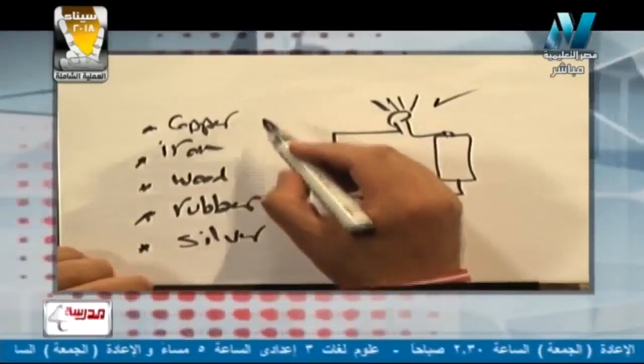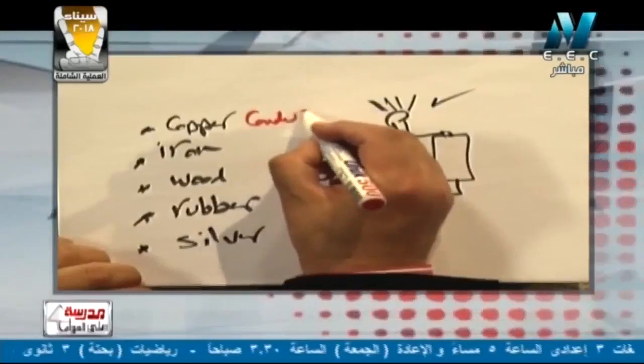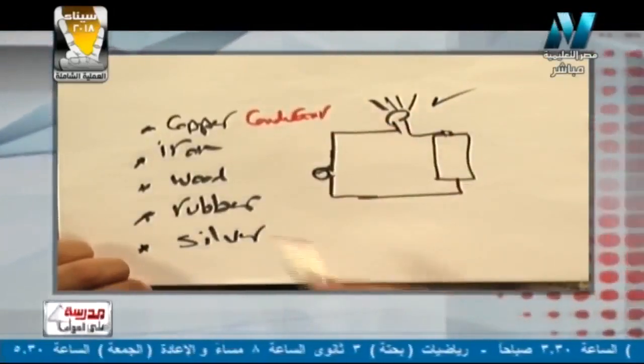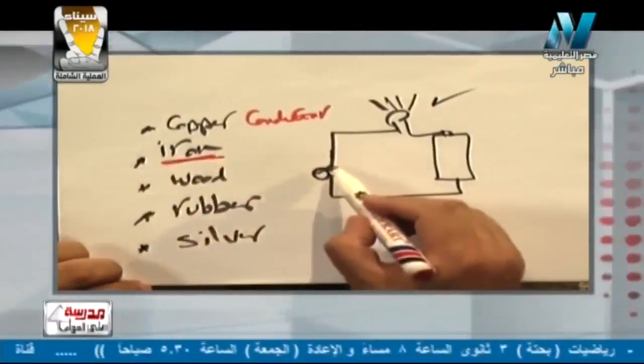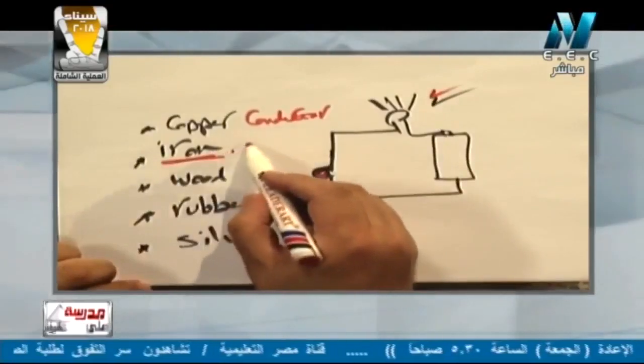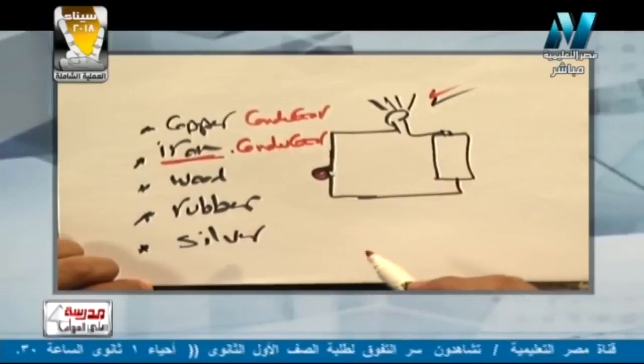We know that copper is a conductor of electricity, so the lamp will light. So we can say copper is a conductor of electricity. So again, copper is a conductor of electricity. What happens if I replace the copper with the iron? What happens if I put the iron here? The lamp also will light, because iron is a good conductor of electricity again. اللمبة هتنور في حالة توصيل بالكوبر أو الأيرن.